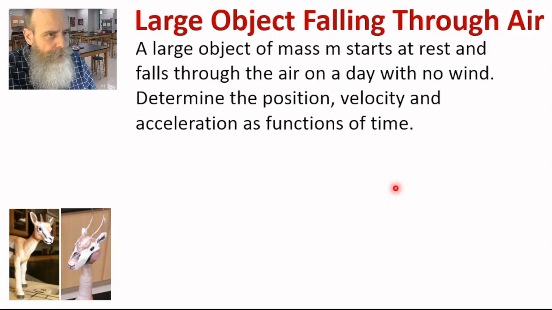So a large object of mass m starts at rest and falls through the air on a day with no wind. Determine the position, velocity, and acceleration as functions of time.